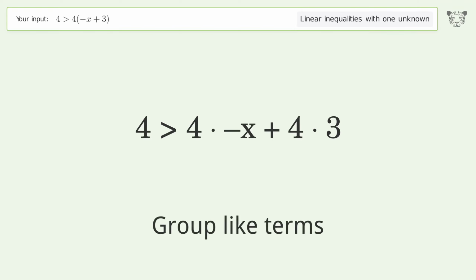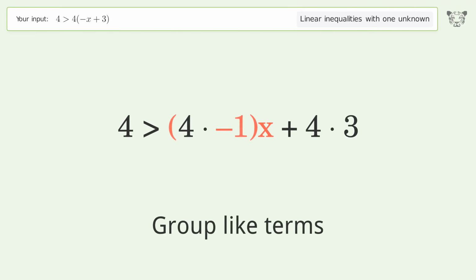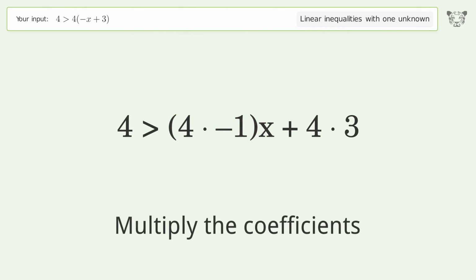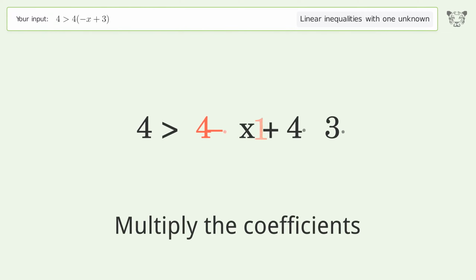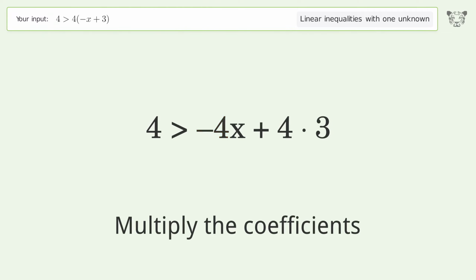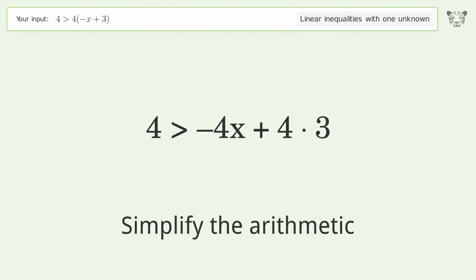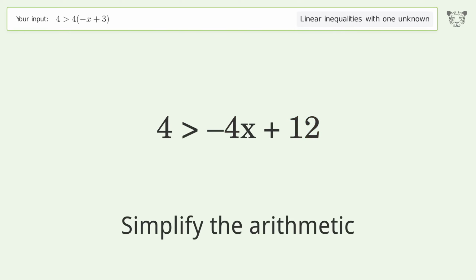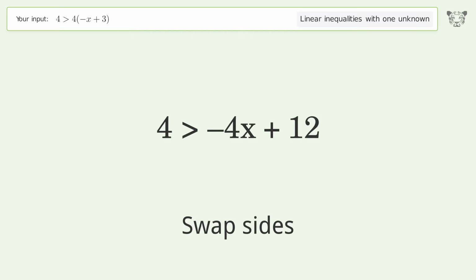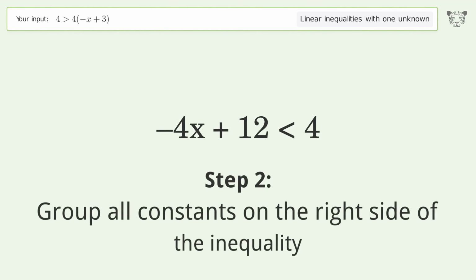Group like terms. Multiply the coefficients. Simplify the arithmetic. Swap sides. Group all constants on the right side of the inequality.